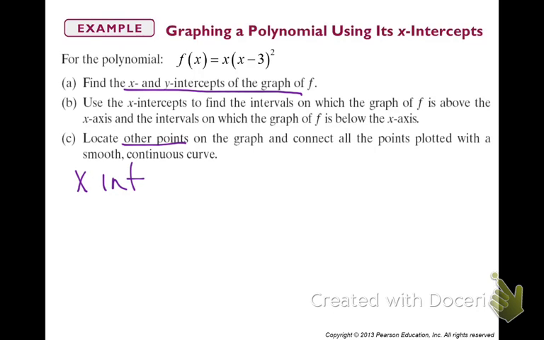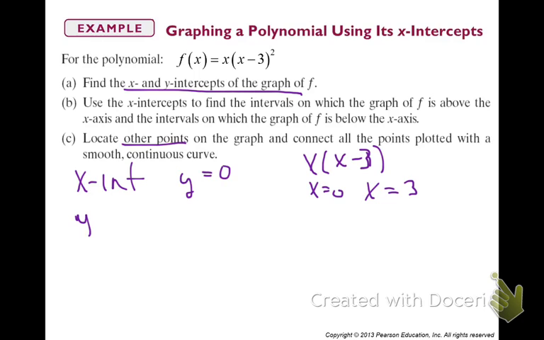X-intercept. That's when y equals what? 0. Right? X-intercepts are when y equals 0. So if I have an x times an x minus 3, this thing's going to be 0 where this x equals 0 and where this x equals what? 3. Okay? So that's our x-intercepts. We have 2 of them.